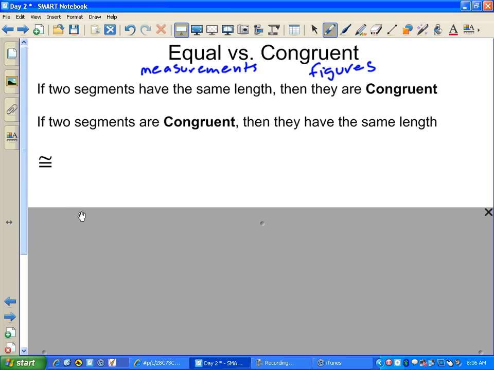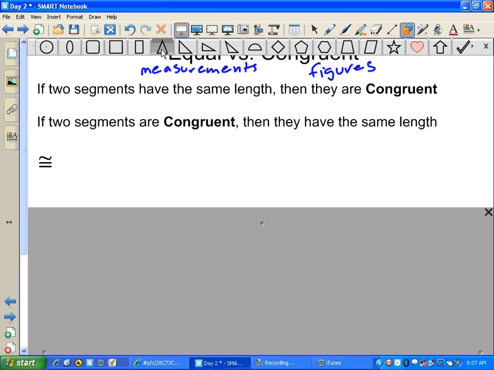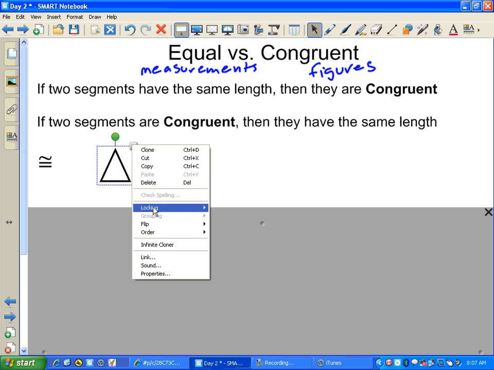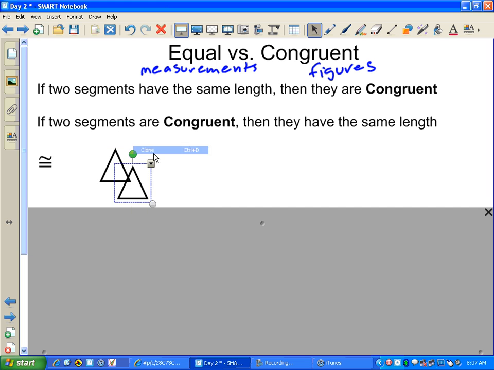This is what the congruent symbol looks like. So it even looks like equal. It's an equal sign with a little tilde on top, a little squiggly line. So if I talk about my triangle example again, these two triangles are identical. They're exactly the same.